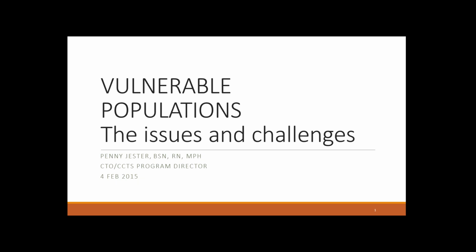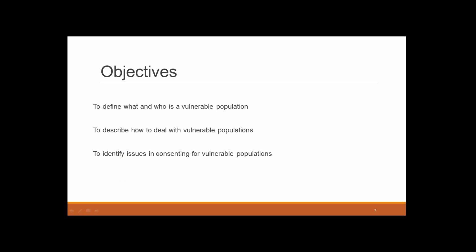But I think the most important thing to get out of this presentation is knowing what the vulnerable populations are and knowing how to think through it, how to identify what the issues might be. So our objectives today were to define what and who is a vulnerable population, to describe how to deal with the populations, and identify issues in consenting for those populations.